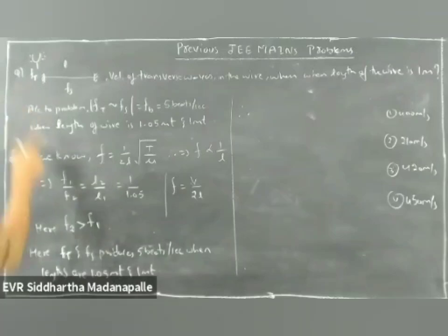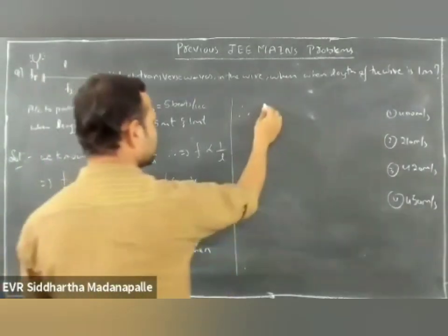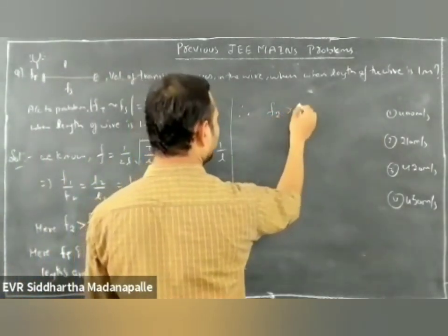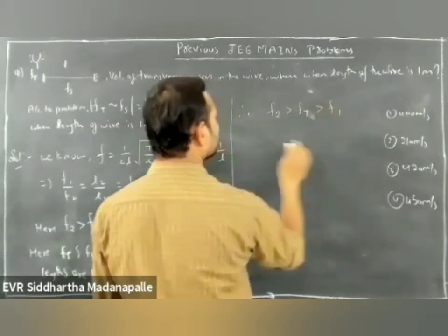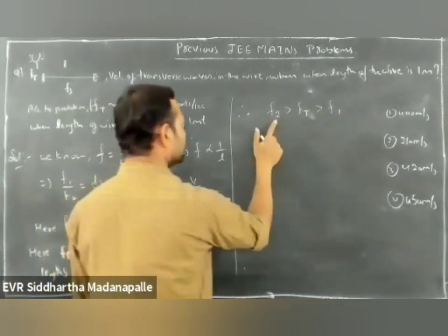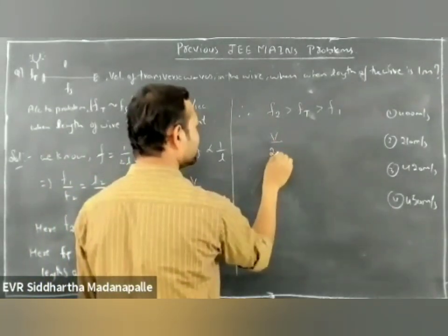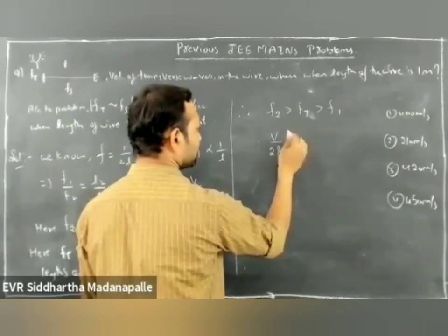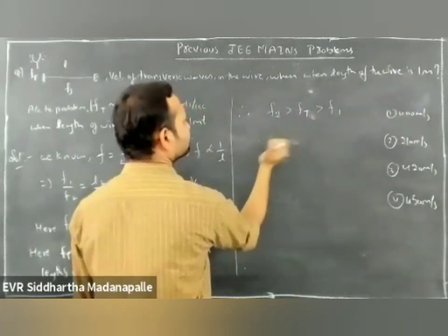When we take f1, the beat frequency is given as 5. When we take the frequency f2, the beat frequency between ft and f2 will also be 5. That means the frequency of the tuning fork will be in between f2 and f1. f1 and f2 are the frequencies of the string, right? This is the frequency of the string when the length is L2. Clear?